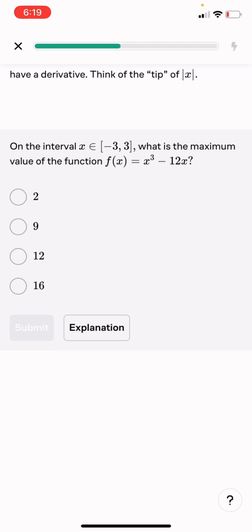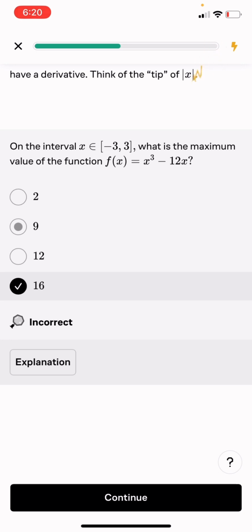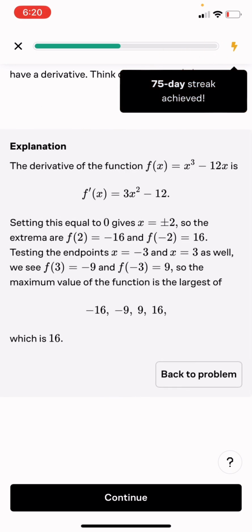Trying to think. I really don't know. Probably an explanation. I'm going to say 9, 16. Yeah, it was definitely off.